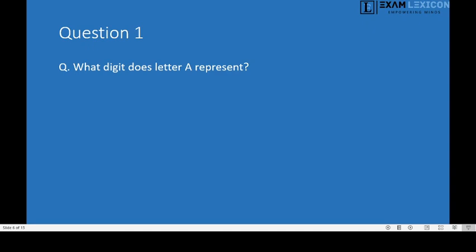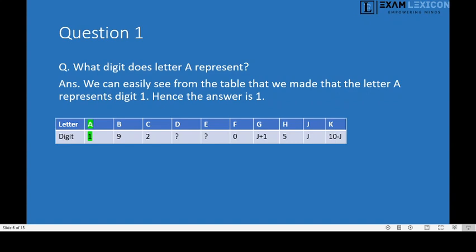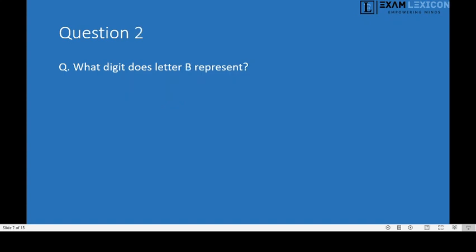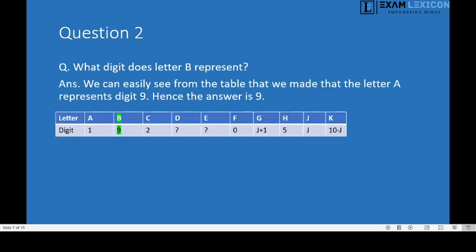The first question is, what digit does letter A represent? This is a pretty easy one. We have already seen from the table that A represents digit 1, hence the answer is 1. The next question is, what digit does letter B represent? This again we have figured out in the previous table that we have already made, in which B is representing 9, hence the answer is 9.